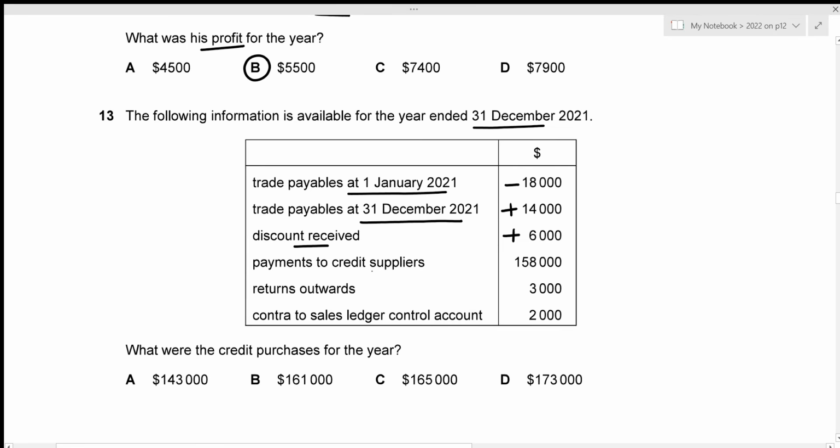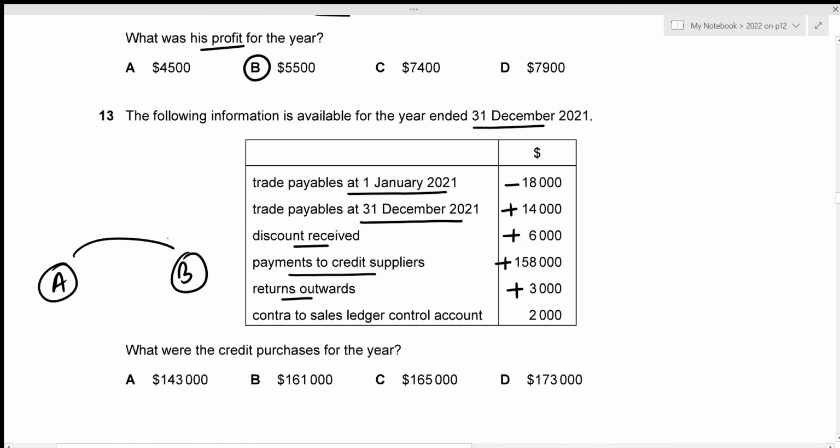Then we have payments to credit suppliers. So these are paid for the goods that we purchased on credit, which should be included while figuring out the credit purchases. So that's an addition. Then we have returns outwards. So these are basically the purchased goods that we return to the suppliers. But in order for us to return it, we first have to purchase it, right? So we obviously made the credit purchases worth the amount of 3,000. So we should be adding this as well. And the last one we have is the contra to sales ledger control account. And let's talk about contra. So there are two people, A and B.